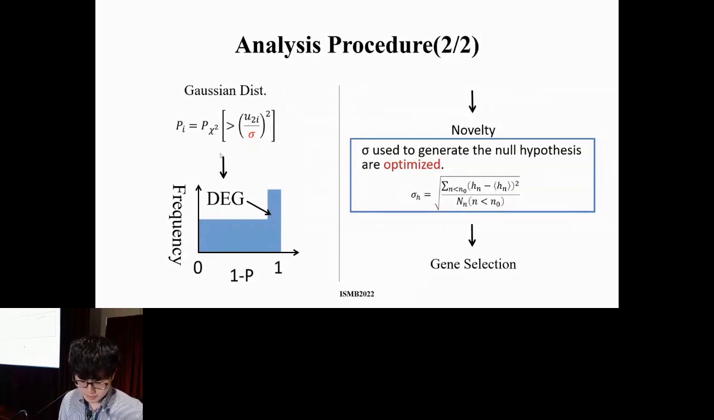When following a Gaussian distribution perfectly, this 1 minus p histogram is flat, except around 1 minus p equals 1. However, in many cases, it is not and is disordered. So in this study, the standard deviation is optimized by excluding outliers to follow a Gaussian distribution. I will explain about it later.